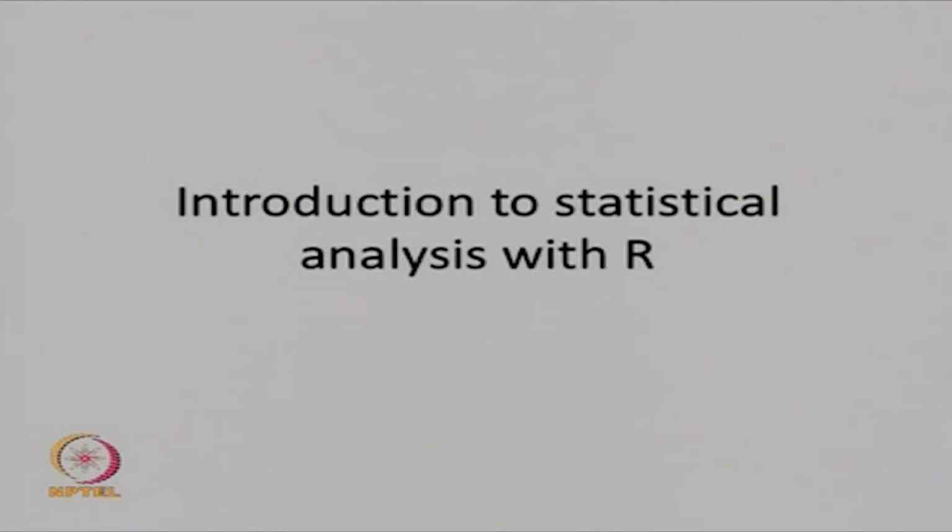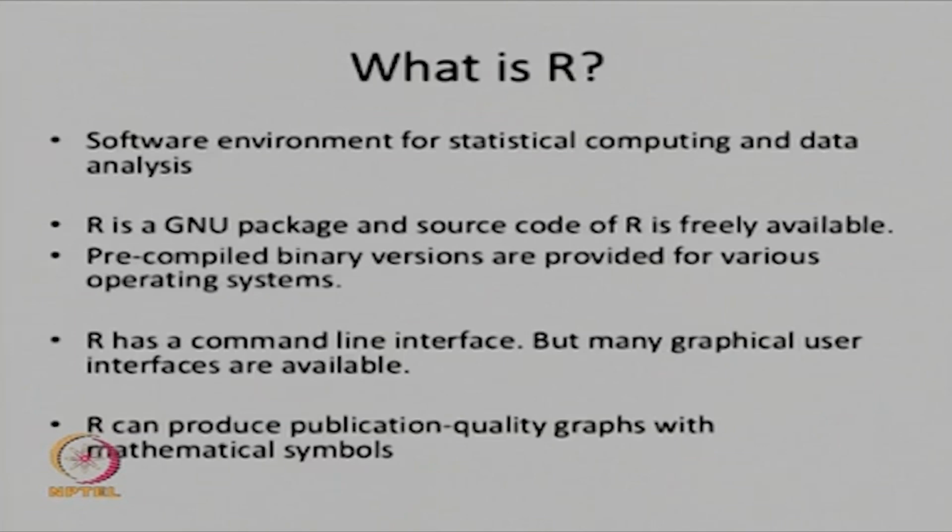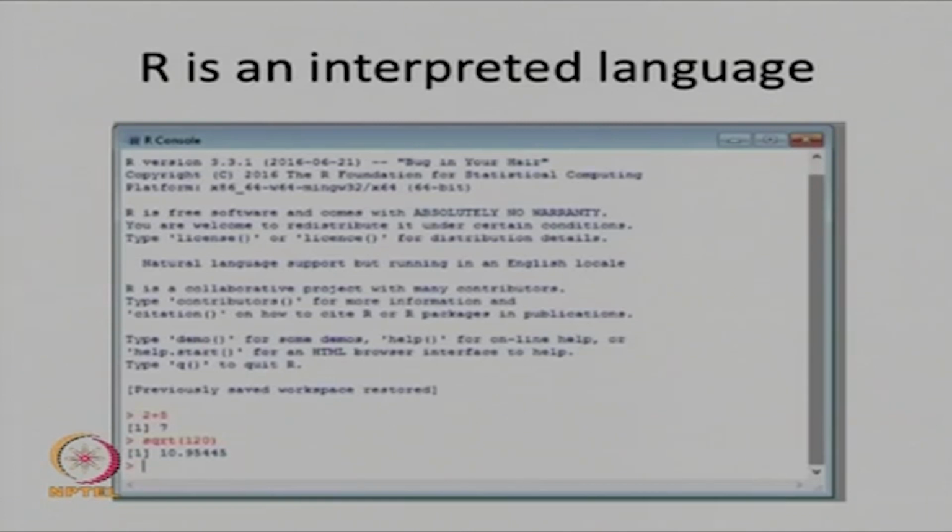In that case, I wanted to introduce you to this language called R. So, what exactly is R? R is a software environment which is used for data analysis specifically. It is a GNU package, and the source code of R is freely available. So, that is the best part of it. It has a command line interface, and it has other interfaces also. More importantly, it can produce publication quality graphs with mathematical symbols. Okay. So, R is essentially an interpreted language.